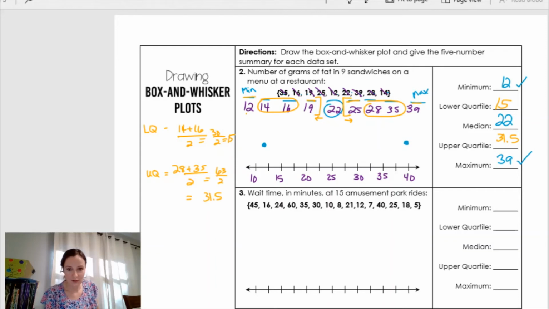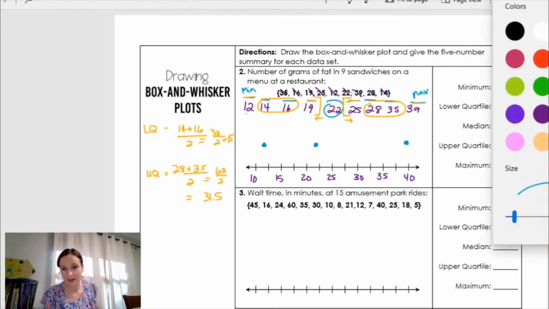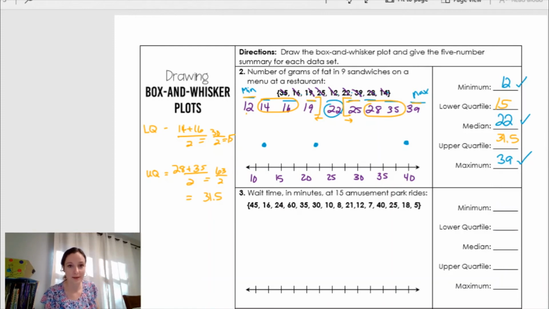Now you could also go ahead and graph your median, which is at 22. So somewhere about here. Okay. All right. Now we want to graph the lower quartile and the upper quartile. That's also where the box from the box and whisker plot comes from. So the lower quartile here is at 15. So draw your circle here.